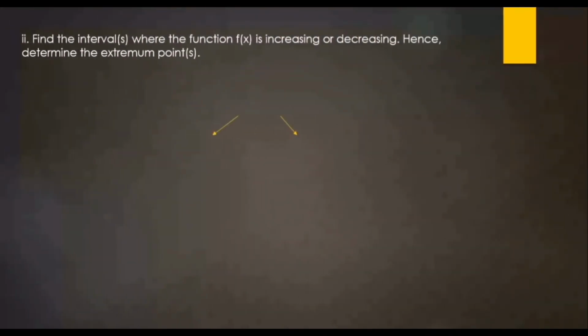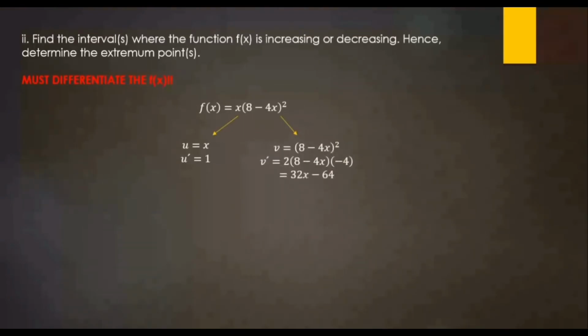Second question, find the intervals where the function is increasing or decreasing. Hence, determine the extremum points. To find the intervals where the function is increasing or decreasing, we must differentiate f of x. From this equation, we know that we can use product rule. First, we find u, which is x. Then we differentiate x, then we get u prime equals 1. Next, we find v. Here, v equals 8 minus 4x squared. Then we differentiate 8 minus 4x squared.